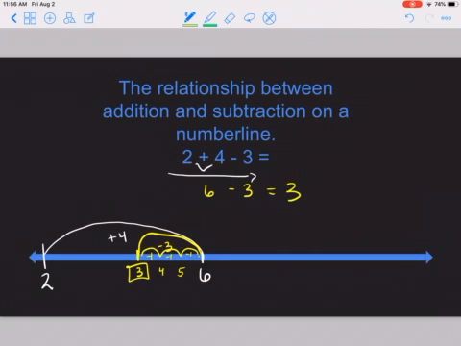I wanted to show you this because when we're adding and subtracting, all that we're really doing is moving forward and backwards on the number line. That's all we're doing here.